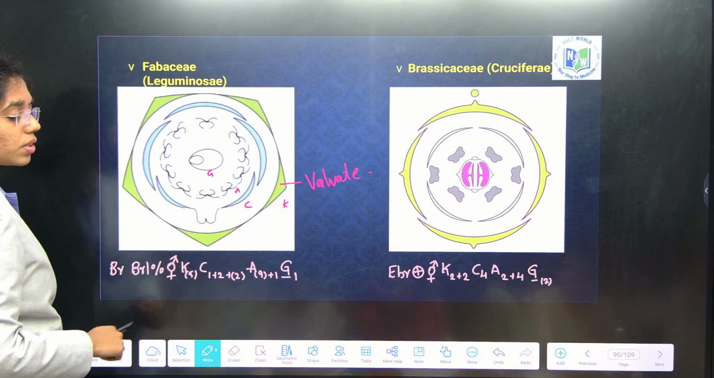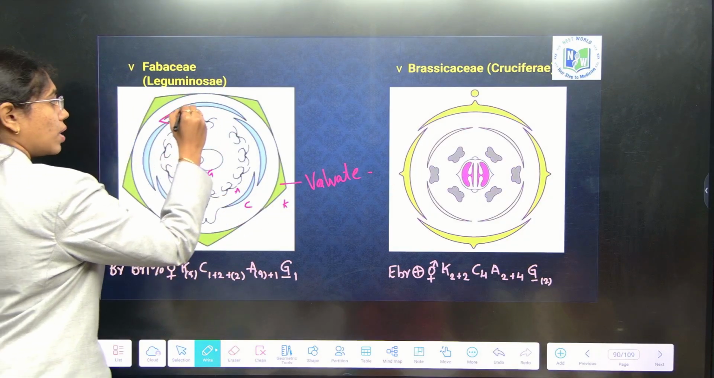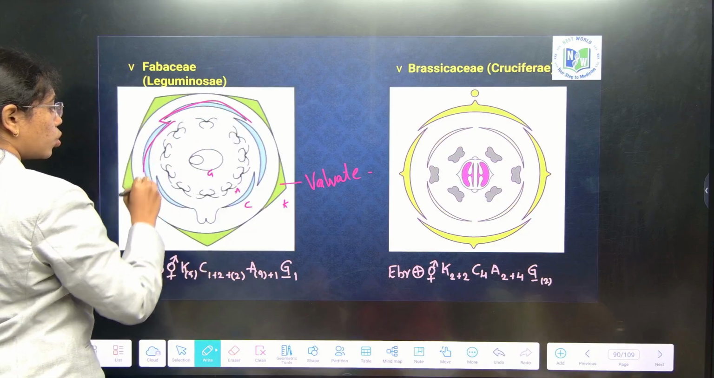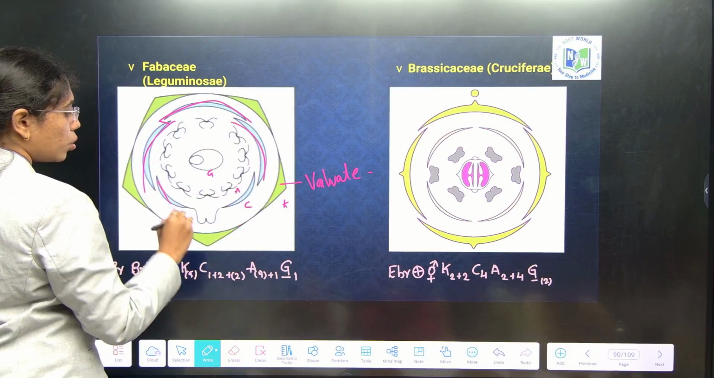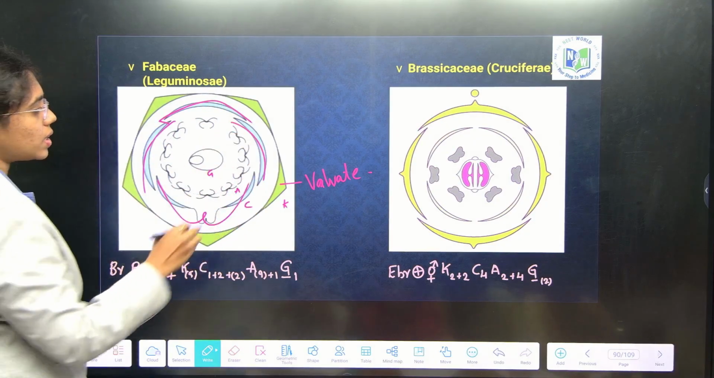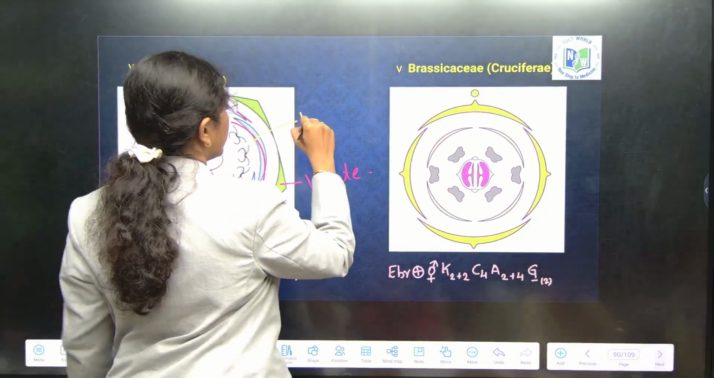Corolla is of what aestivation? One standard petal is present, two wing petals are present, two keel petals are present. What aestivation? Vexillary aestivation.